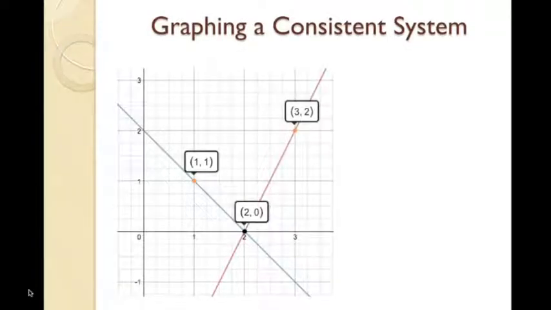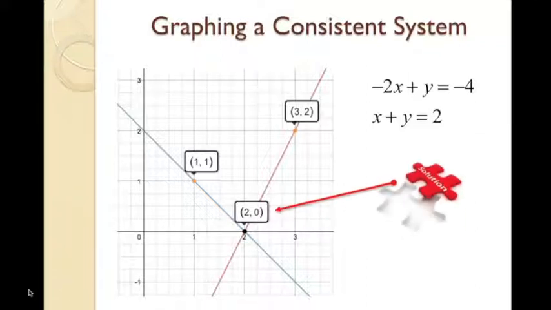After graphing both equations on the same axes, we can read the coordinates of the point of intersection from the graph. If the graph of two equations intersects at a point, then the equations are said to be consistent. The coordinate of this point represents the solution for the given system. This coordinate must satisfy both equations. As we can see here, we have two equations that intersect at the coordinate point (2, 0). The solution to the system of equations negative 2x plus y equals negative 4 and x plus y equals 2 is the ordered pair (2, 0).